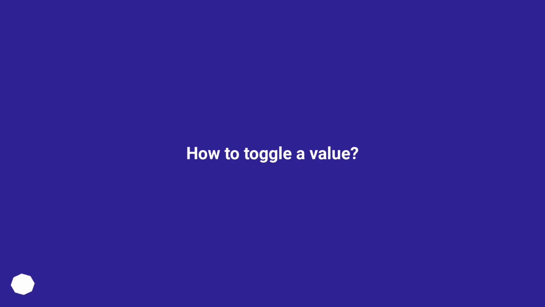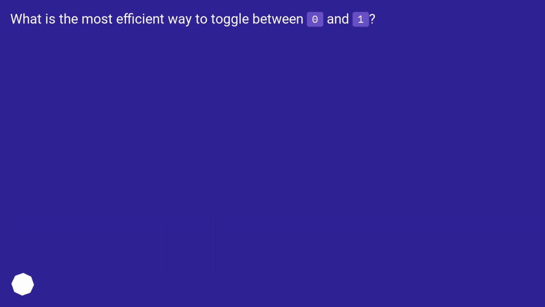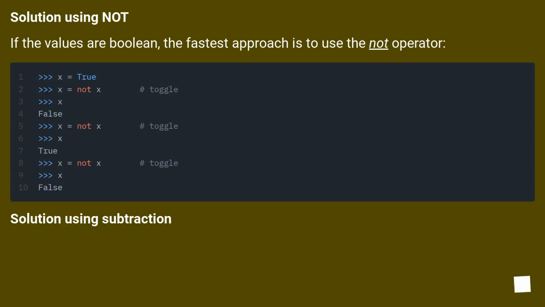How to toggle a value? What is the most efficient way to toggle between 0 and 1? Solution using NOT. If the values are Boolean, the fastest approach is to use the NOT operator.